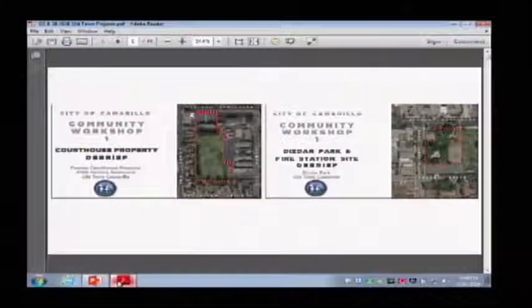So we held 2 workshops, one on the courthouse property in late January and one on Disdar Park in late May. They were both very rich in public input, and there's a lot of data. I'm going to attempt to give you a concise summary of that data in the next series of images.